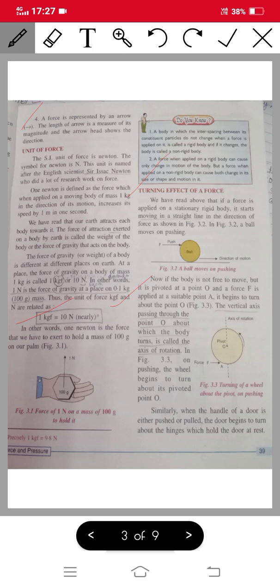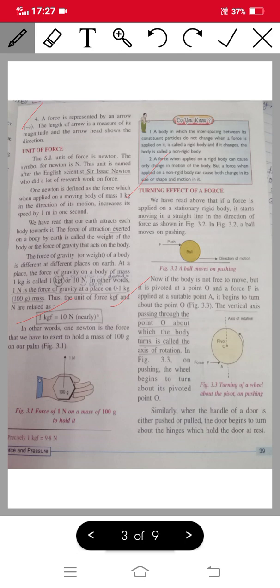Then is the turning effect of a force. What is a turning effect? If a body is pivoted or fixed at a point and it cannot move as a whole, and we give force to that object, then we will see that the body turns on its own position about a particular axis. That axis is known as the axis of rotation.